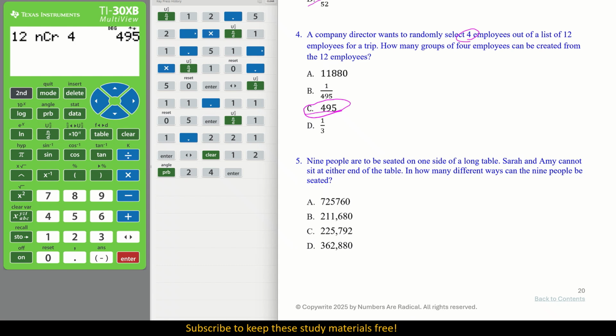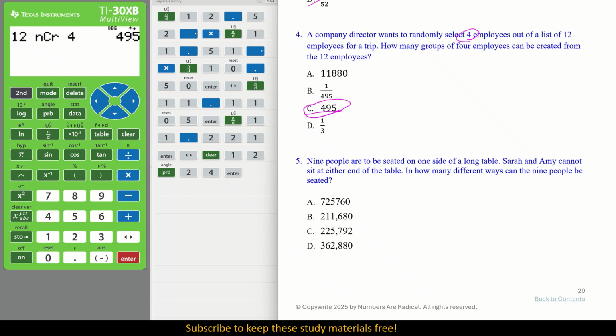9 people are to be seated on one side of a long table. Sarah and Amy cannot sit at either end of the table. In how many different ways can the 9 people be seated? Okay, don't let this upset you at all. First off, on each end, that means out of the 9, you can only sit 7 of them. Okay? But you need 2 out of the 7.